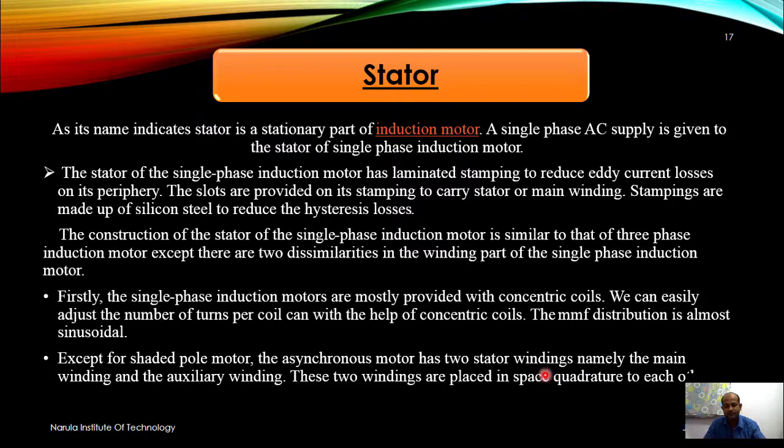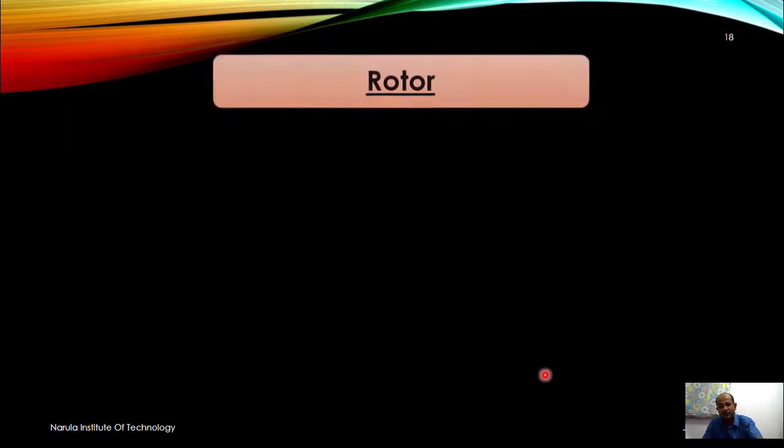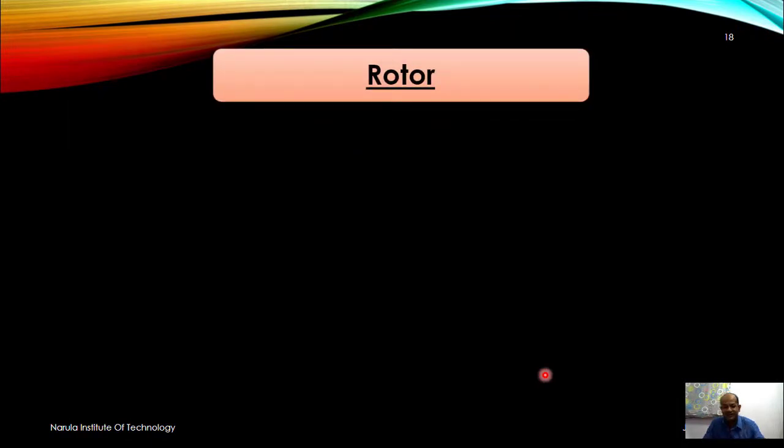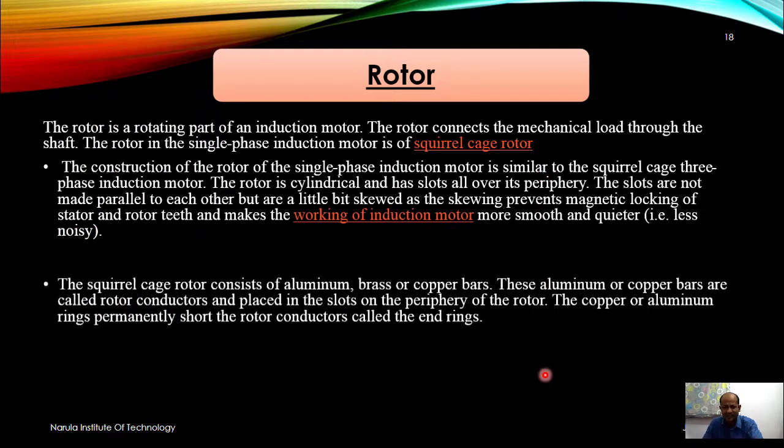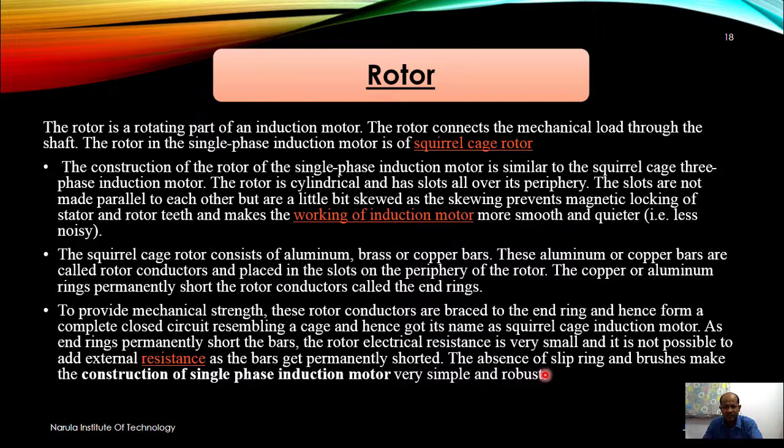Okay, now we will see the rotor. I have mentioned that it is similar to the three-phase induction motor's squirrel cage structure. There is no basic difference. It is similar to that. Okay, and one more thing, if we see later through animation, the rotor bars are a little bit skewed, not exactly parallel to each other, to run the motor smoothly and noise free.